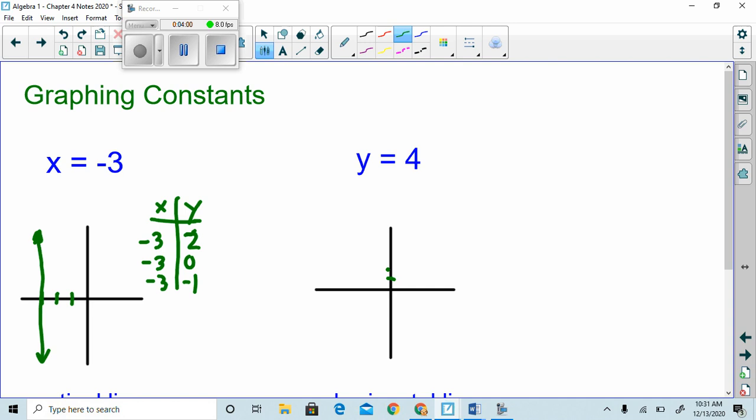If the constant equation says y is equal to 4, that means y is always equal to 4. If I again do a little bit of a sketch here, I see that y is a constant, it's always going to be 4. I can pick any value here and I can see that those points are all on this line.